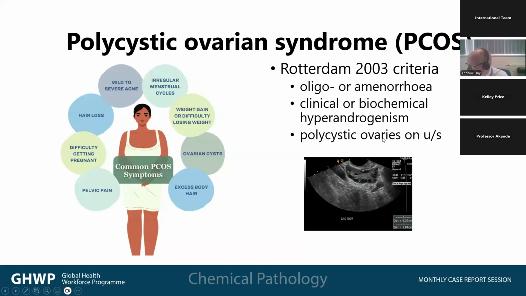And this probably doesn't come out terribly well depending on the size of your computer screen. But you can probably make out this ring of follicles around the outside of this ovary on ultrasound, the so-called ring of pearls sign, apparently. Typical finding in polycystic ovaries as well. But I'd stress that just the finding of polycystic ovaries on ultrasound doesn't mean that a woman has polycystic ovarian syndrome. She has to meet at least one of these other criteria.